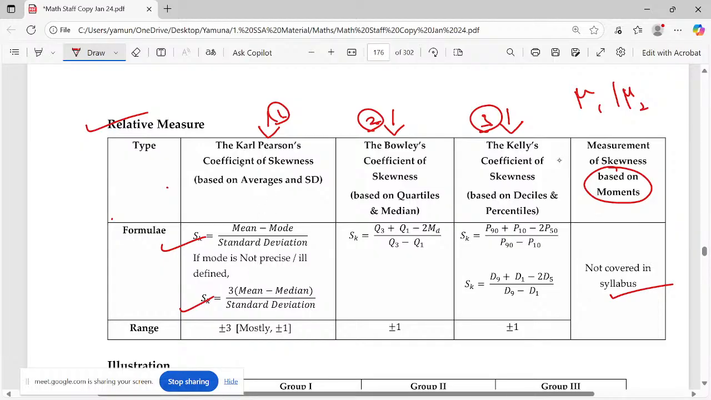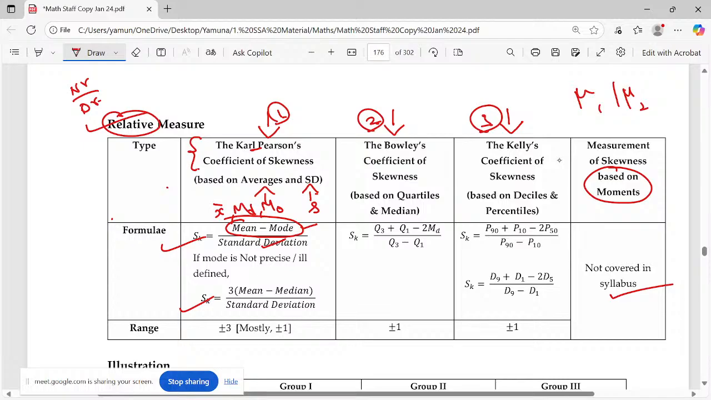Karl Pearson's coefficient of skewness: the formula given by Karl Pearson is based on averages and standard deviation. Which means, what are the three averages we have? Mean, median, and mode. So in this formula, he considers only the averages and the standard deviation S, or sigma, whatever it is. So he uses mean minus mode divided by standard deviation. You remember, a relative measure is something in fractional form, numerator by denominator. There is something in the numerator discussing mean minus mode, and something in the denominator discussing standard deviation.